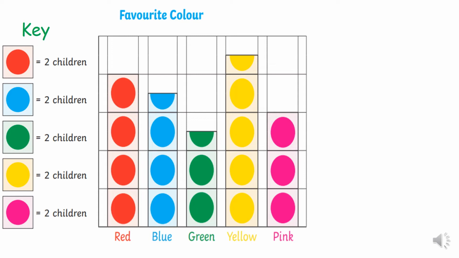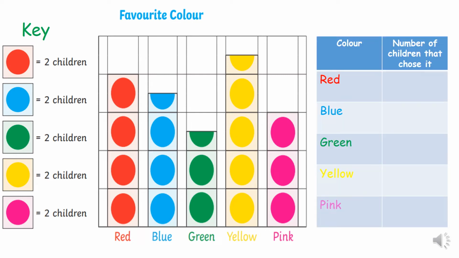The last keys we've looked at have said one person. So one picture equals one person. This is different. This is a scaled pictogram. Can you say that? Scaled pictogram. Because each symbol represents two children. So one circle, one counter, means two children chose it.